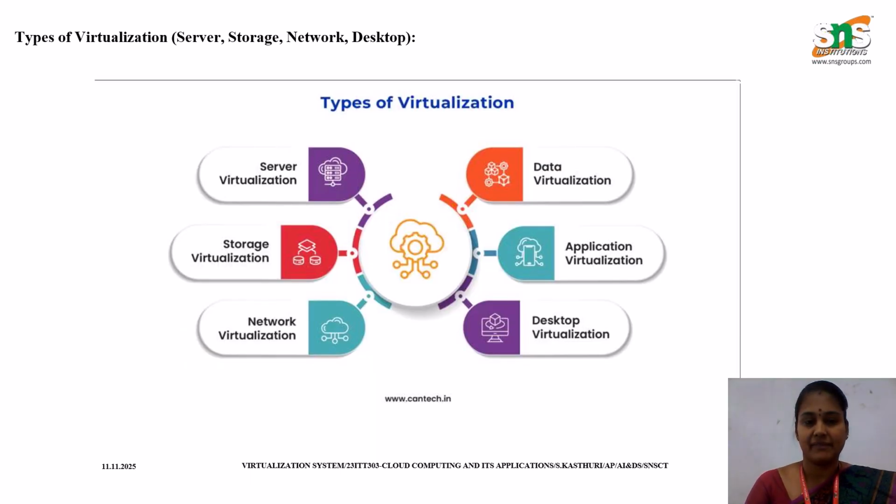The next one is the types of virtualization. The first one is server virtualization. It creates multiple logical servers on a single physical server. It's mainly used for cloud deployment and data center optimization. The second one is storage virtualization. It combines physical storage from multiple devices into a single virtual storage pool. The third one is network virtualization. It abstracts physical network resources and provides virtual networks like VLANs and SDNs. Desktop virtualization runs user desktops in virtual machines on central servers, like the VDI, virtual desktop infrastructure.